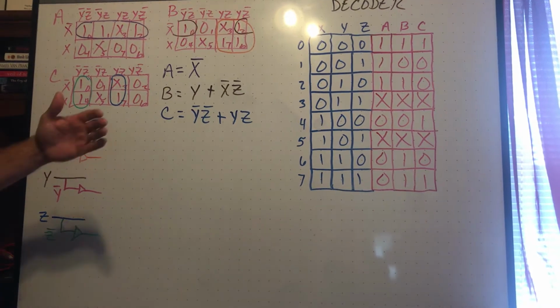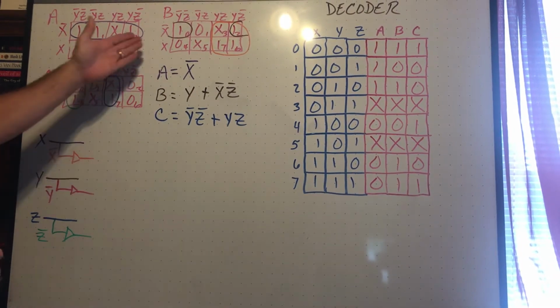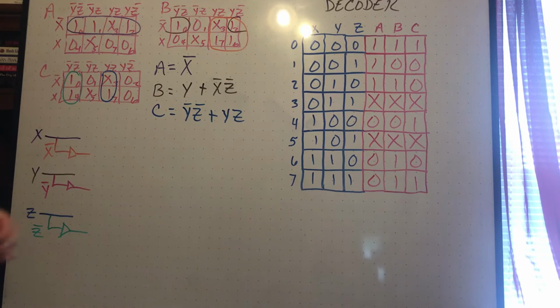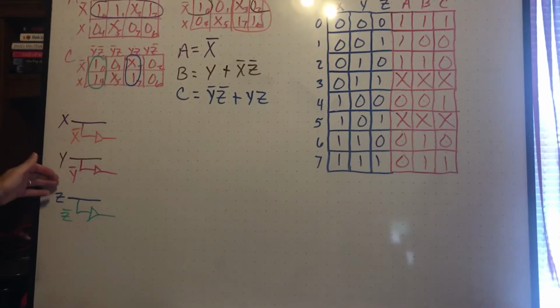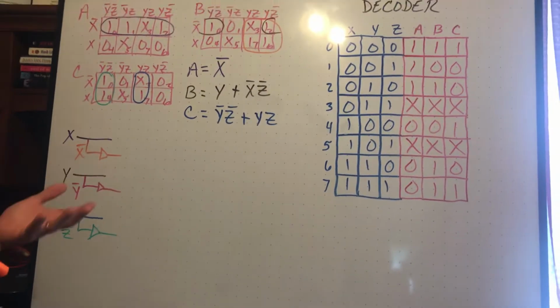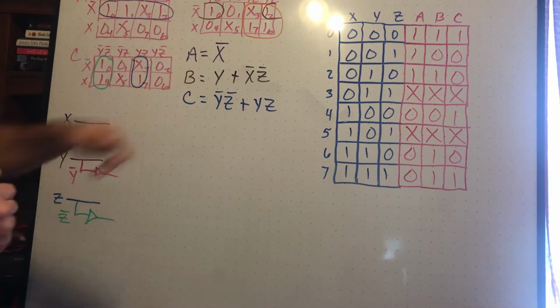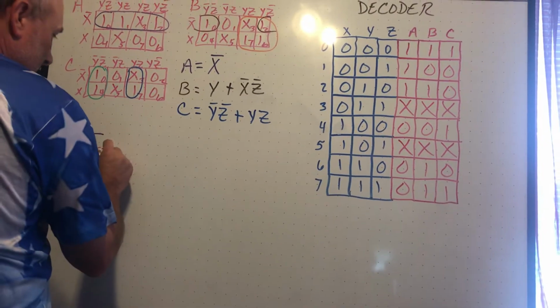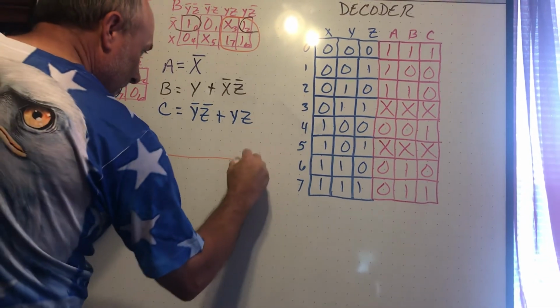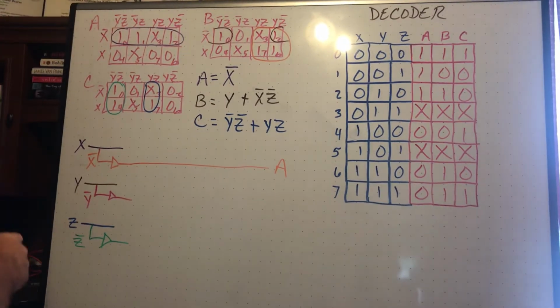Okay, so now we're going to build our decoder circuit off of what we have here. So you see I already have X, X naught, Y naught, Z, and Z naught because those are our inputs. And we're looking for A, B, C as our outputs. So A is equal to X naught. So I'm just going to take X naught over here and say that equals A.